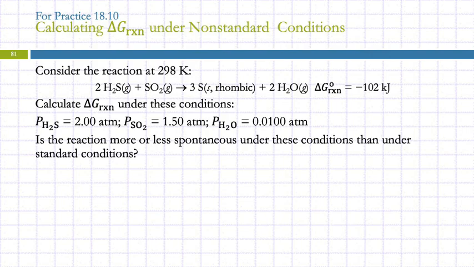Consider this reaction at 298 K. Calculate delta G under these conditions, and we're given partial pressures. Is the reaction more or less spontaneous under these conditions than under standard conditions? So this is delta G for the standard conditions, right? That's what the little degree sign means. So it was negative 102 kilojoules under standard conditions.